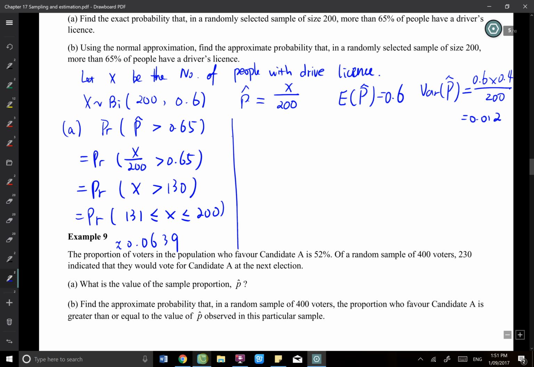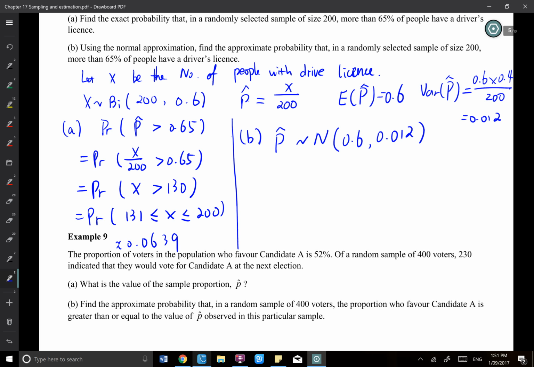Now I want B: using the normal approximation, find the approximate probability that a randomly selected sample of size 200 has more than 65% of people with a driver license. Since it's approximate, p hat is approximately normally distributed with mean 0.6 and variance 0.012. I'm not writing the square roots, just the squared form. What I need is the probability of p hat greater than 0.65.